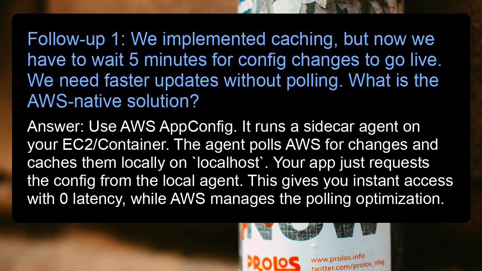It runs a sidecar agent on your EC2/container. The agent polls AWS for changes and caches them locally on localhost. Your app just requests the config from the local agent. This gives you instant access with zero latency, while AWS manages the polling optimization.